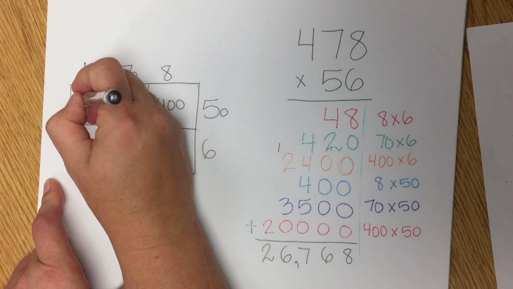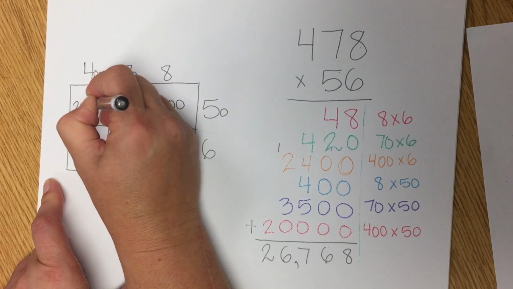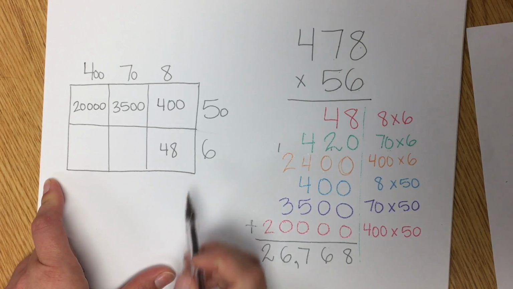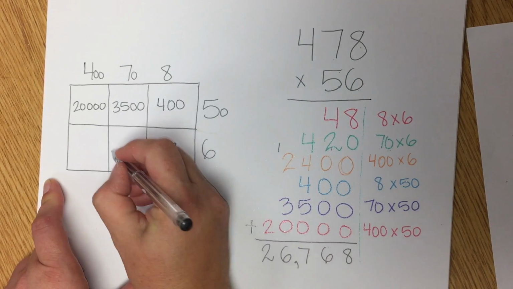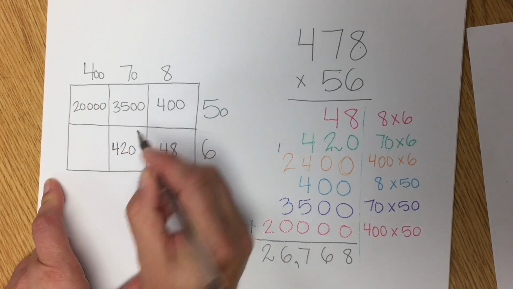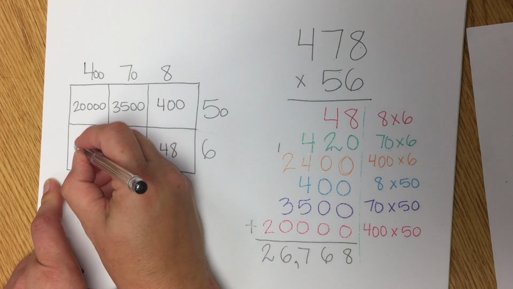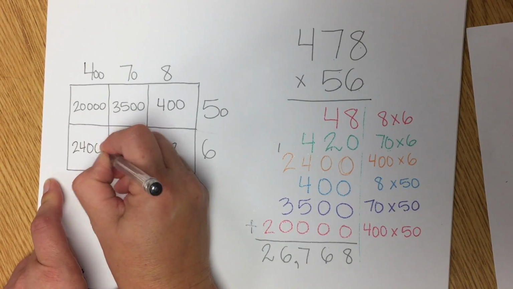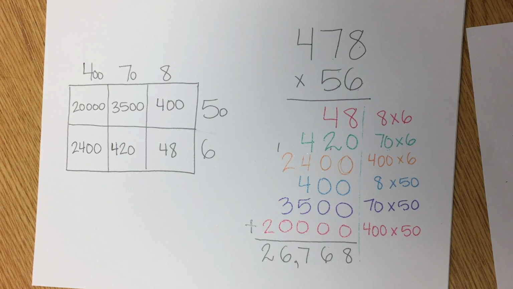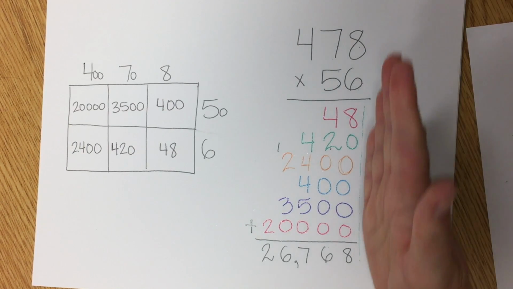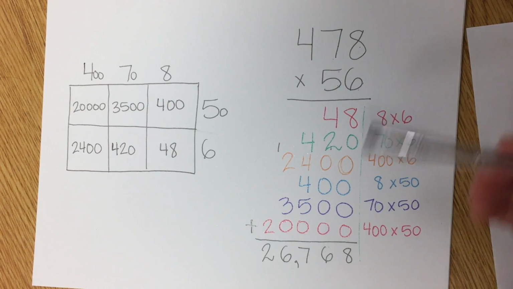400 times 50, 20,000. 6 times 70, 420. And 400 times 6, 2,400. It's a little bit easier to keep track of for the kids, and they don't have to make sure that they've lined their numbers up as they've gone.